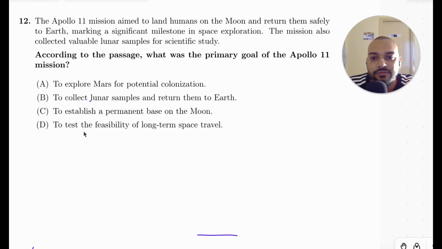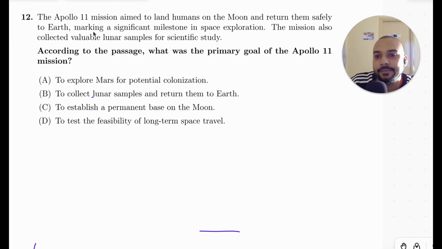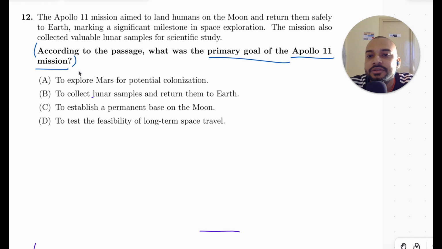Question number 12. According to the passage, what was the primary goal of the Apollo 11 mission? Okay, they're talking about the primary goal of the Apollo 11 mission. That's what you need to find. The Apollo 11 mission aimed to land humans on the moon and return them safely to Earth, marking a significant milestone in space exploration. The mission also collected valuable lunar samples for scientific study.